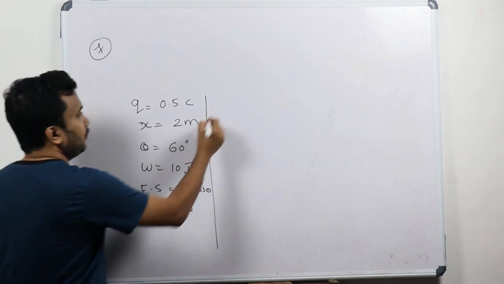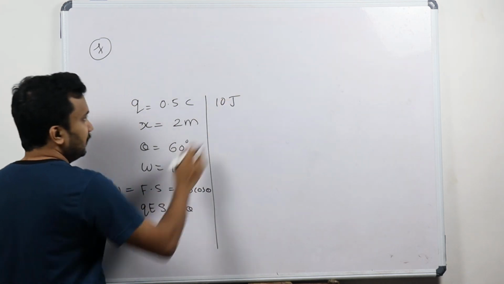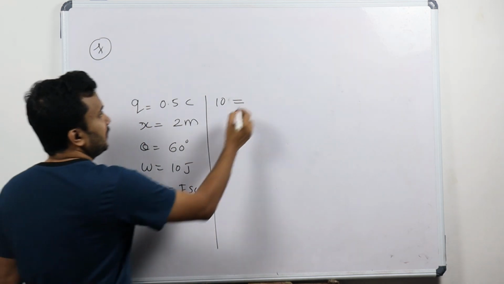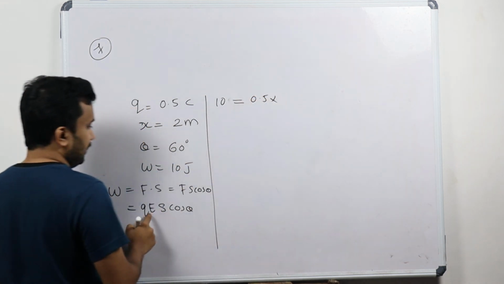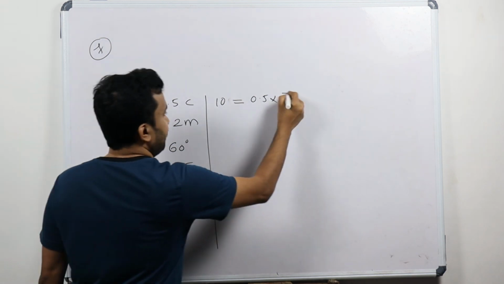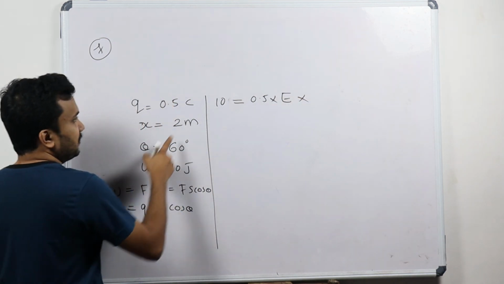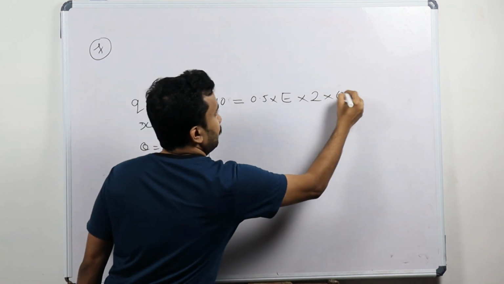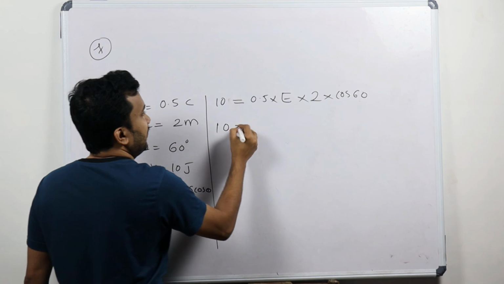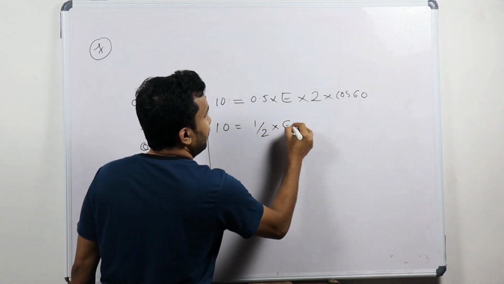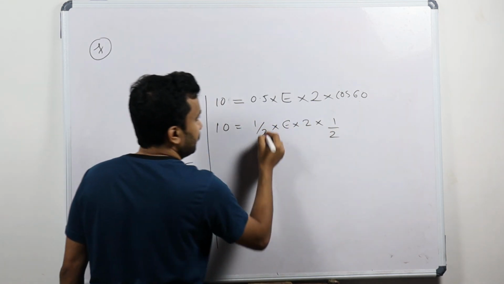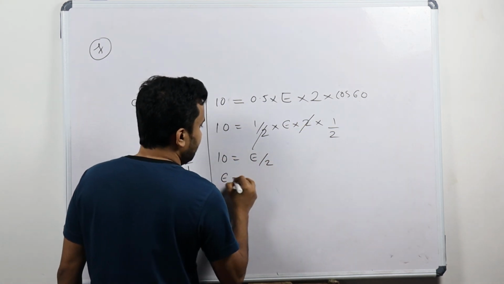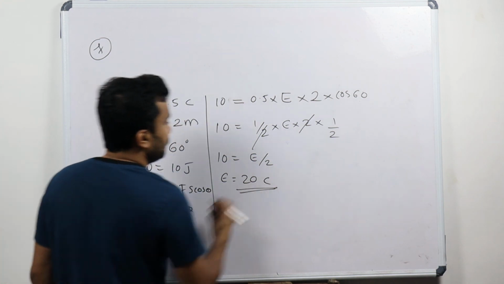We can substitute. Work will be equal to 10 joule. I am not writing the unit; anyway, we need the magnitude. 10 joule. Q is 0.5 into electric field, which is not given; we have to find it out. Displacement is 2 meter and cos of 60 degree. So 10 equal to 1 by 2 into E into 2 into 1 by 2. So this 2 and 2 cancel. 10 is equal to E by 2 and E is equal to 20.